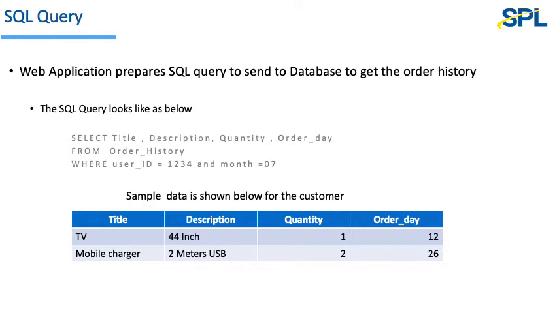For the user logged in and for the month of July, the user ID is picked from the session created by the web application as session.getUserID and month as request.getParameter for the user provided month. Here in this case user ID returns 1, 2, 3, 4 and the user provided the month 07. Sample information for the customer is shown.